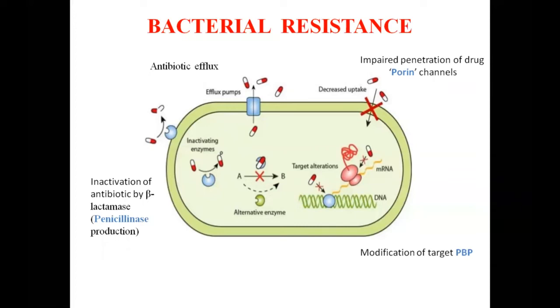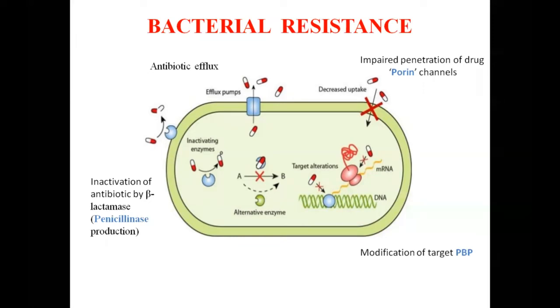Then we have the penicillin binding proteins. After the beta-lactamase production, that is inactivation of the antibiotic by the beta-lactamase, because penicillinase production is taking place in some of these organisms, and Staphylococcus is very notorious, we have seen how the antibiotic is becoming ineffective. Earlier it was effective, now it is becoming ineffective. Another mechanism is the modification of the target penicillin binding protein.